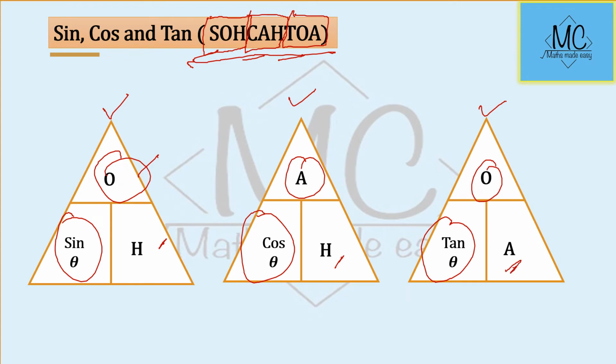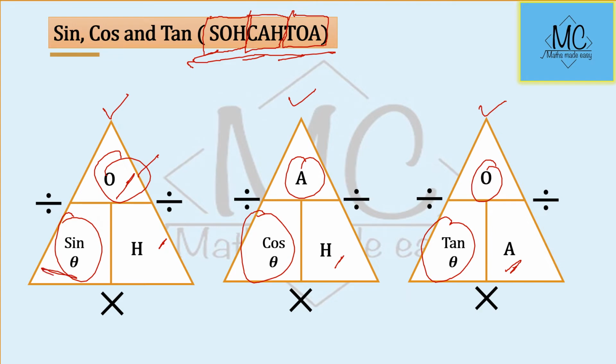Now how am I going to do the calculation with the help of this triangle? So first we need to understand what will happen with this triangle. My values which are on the top and the bottom, they are dividing with each other, each side, whether it's left or right. But when we talk about the bottom part, they are multiplying with each other.